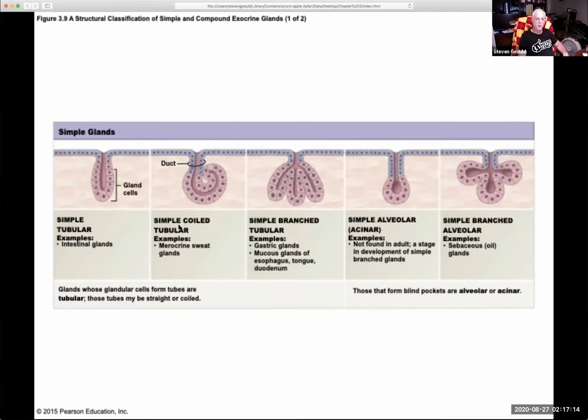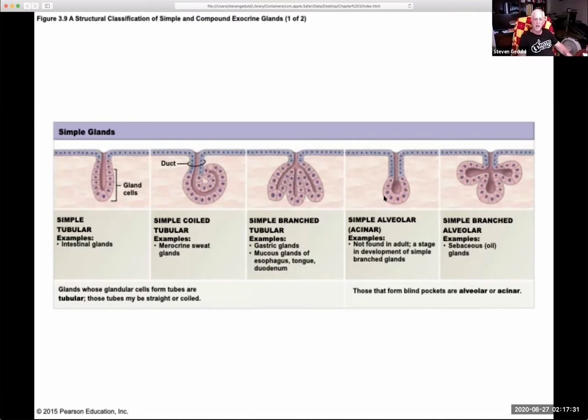Okay, simple coiled tubular, it's one tube and now it's coiled. Simple branch tubular, it comes down here and there's branches that they fuse together, but each of these does not branch. That's why it's simple. So it's a simple branch tubular.